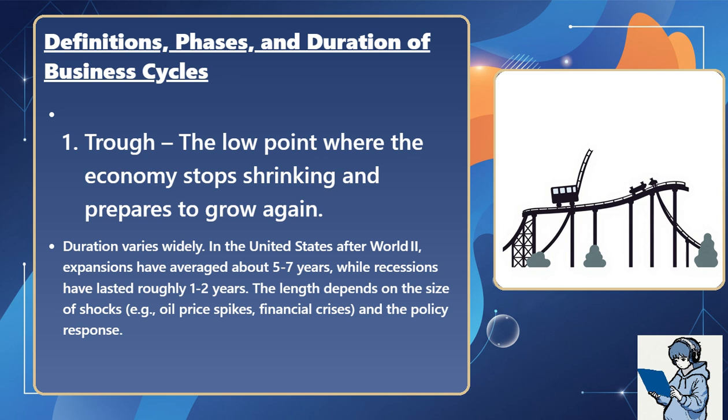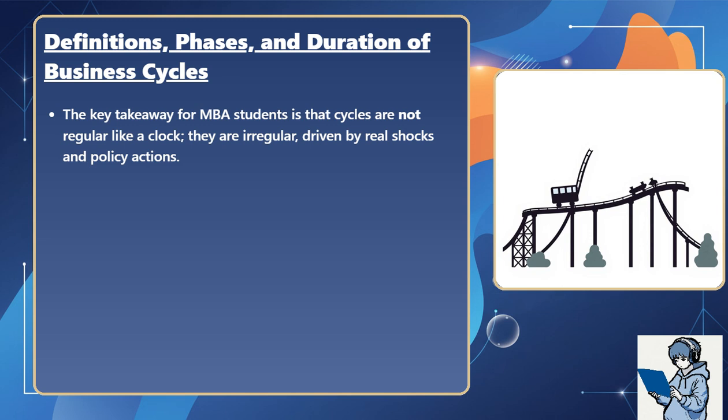Duration varies widely. In the United States after World War II, expansions have averaged about 5 to 7 years, while recessions have lasted roughly 1 to 2 years. The length depends on the size of shocks, for example oil price spikes, financial crises, and the policy response. The key takeaway for MBA students is that cycles are not regular like a clock. They are irregular, driven by real shocks and policy actions.